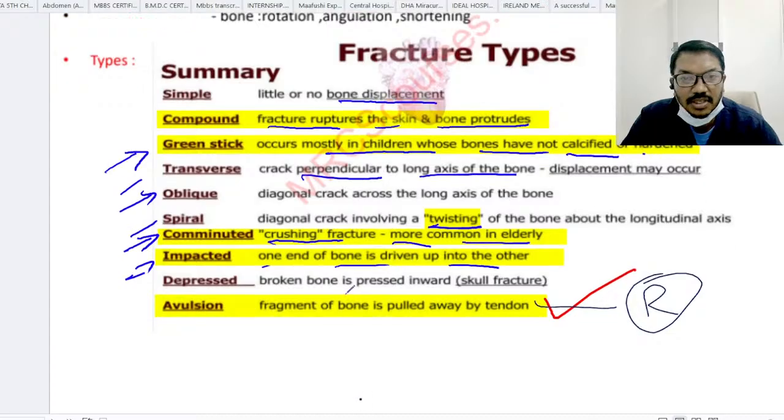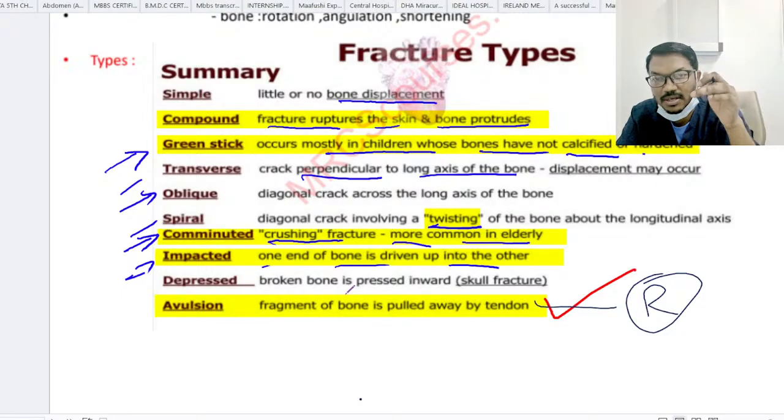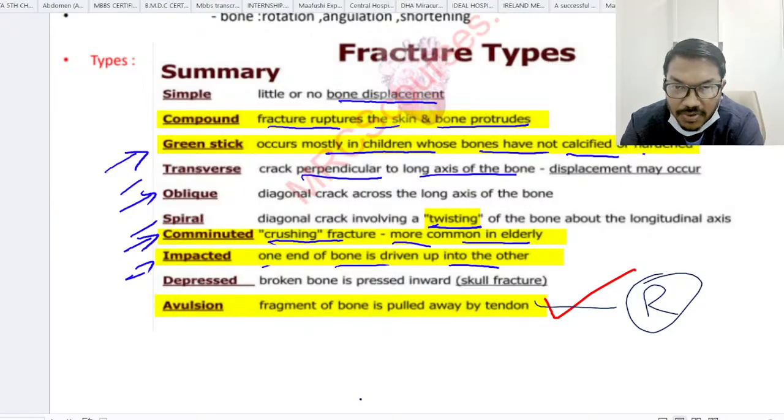And depressed we have seen in the tibial plateau fracture. Lateral type 1, type 1 only lateral, then type 2 lateral and depressed, type 3 central depressed. So in the skull also we can have depressed fracture and avulsion fracture. A fragment of the bone is pulled away by the tendon.